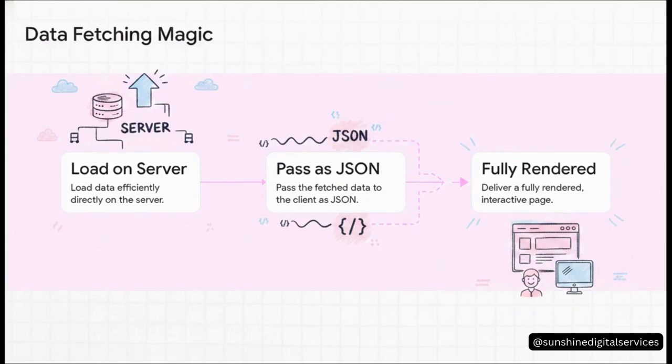Let's break down how Remix actually pulls off this data fetching magic. Step 1. It loads the data efficiently right there on the server, super close to your database. Step 2. It passes that data to the client, neatly packaged as JSON. And Step 3. It delivers a fully rendered interactive page. So the crucial point here is that this drastically reduces the need for the user's browser to make a bunch of extra API calls just to figure out what to display.